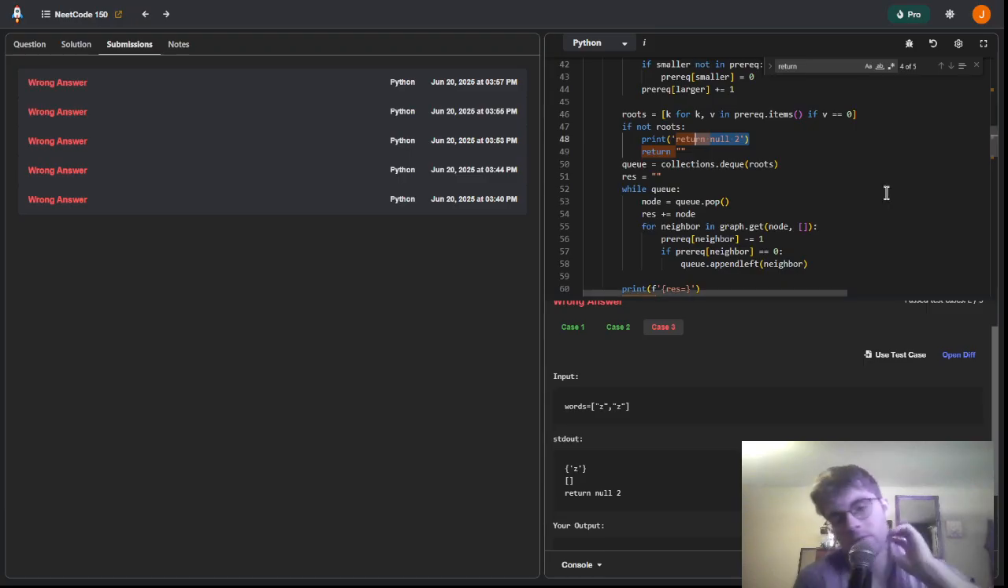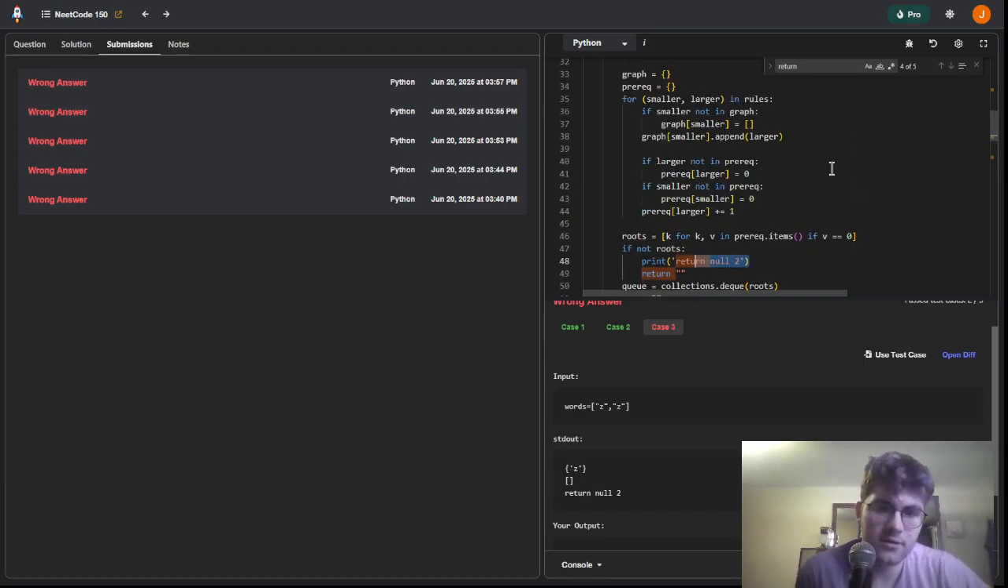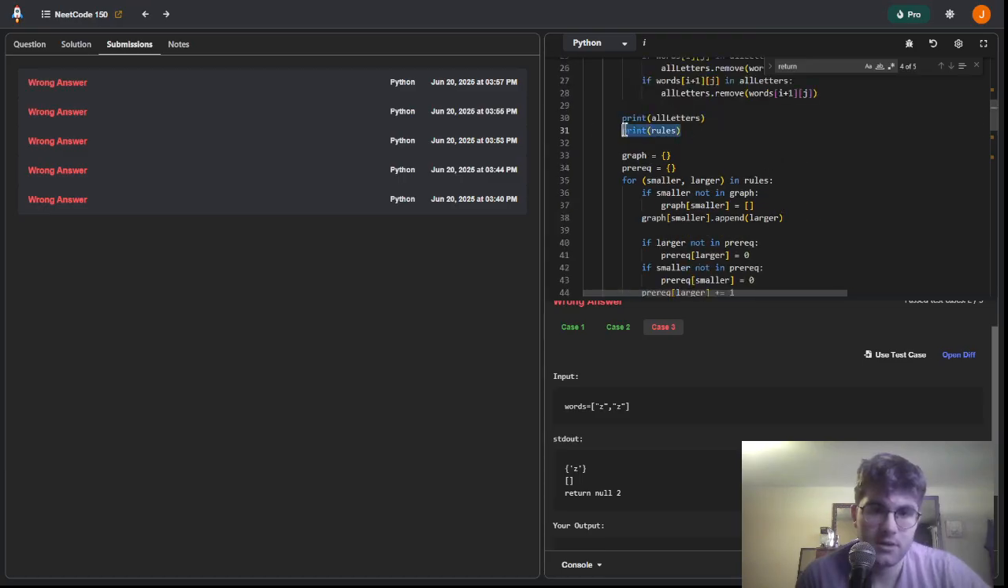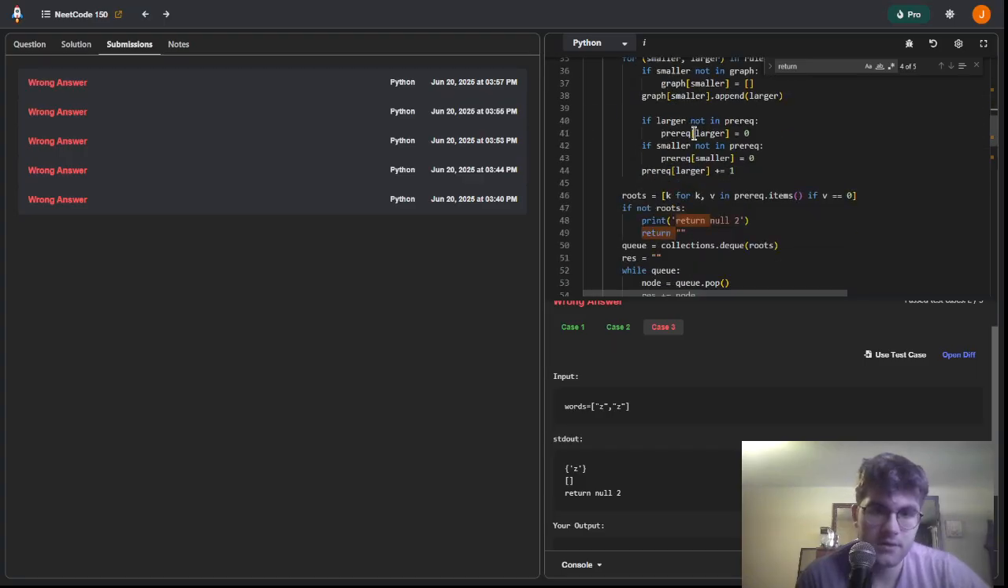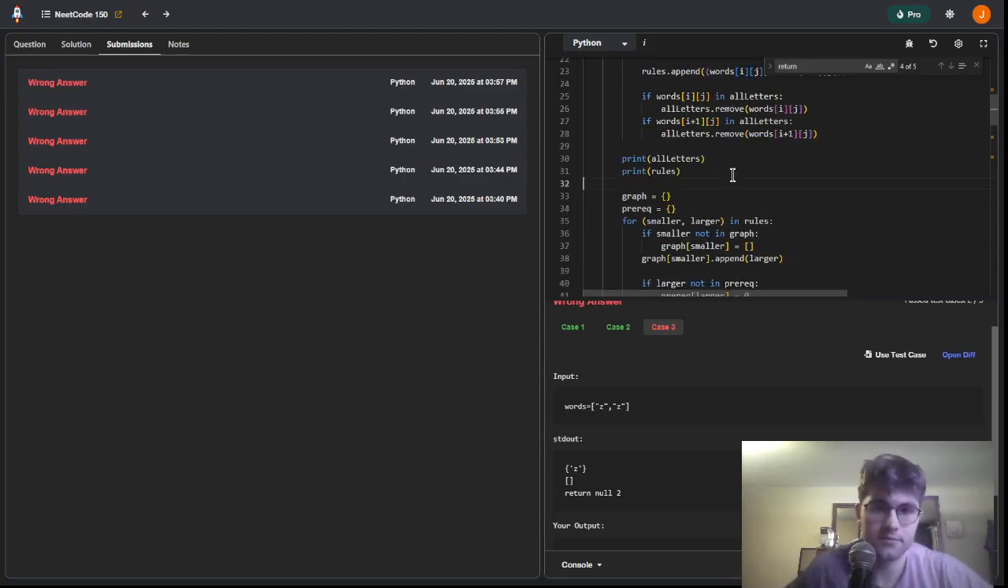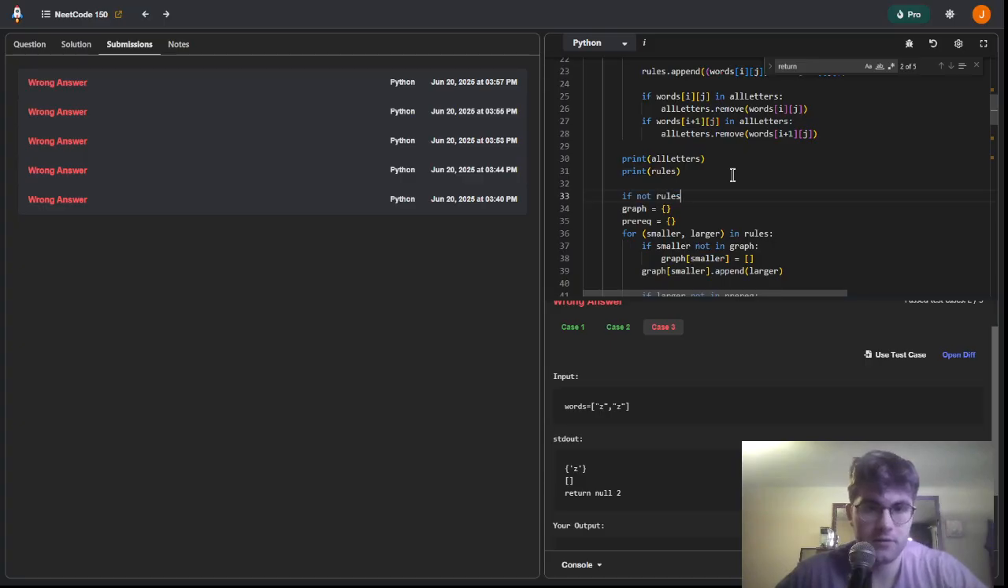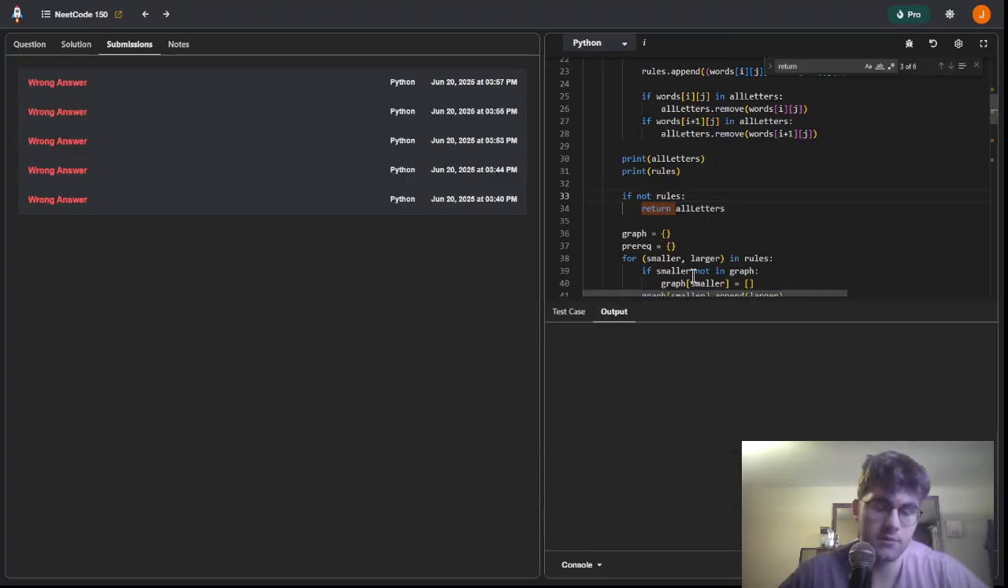Well, okay. So it has no roots because, what is this? It's basically Z and Z. So this will say there are no rules either. There are no rules. Yeah, all letters and rules. So there are no rules, which means of course there will be no roots. If there's no rules, then we can just return all letters by itself. So that will fix this one.